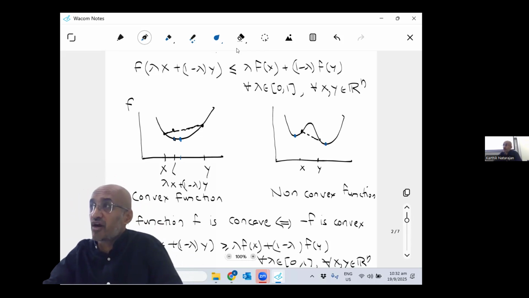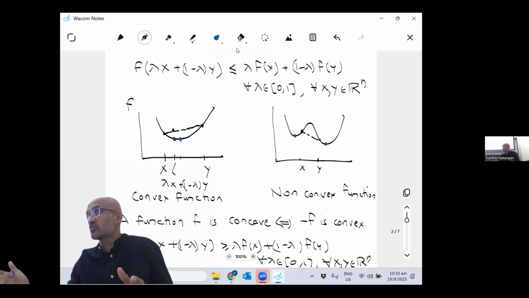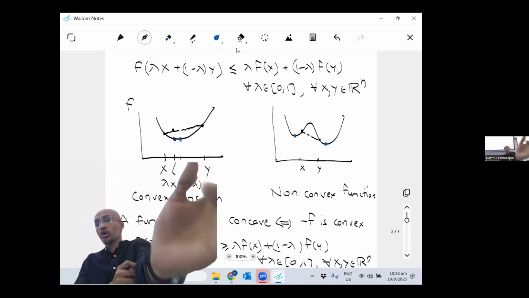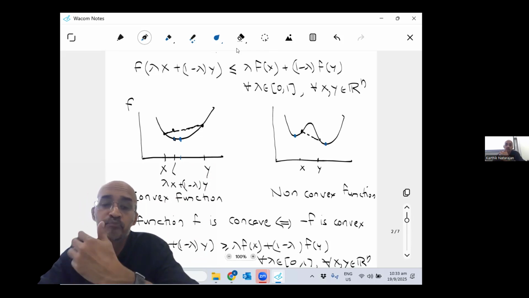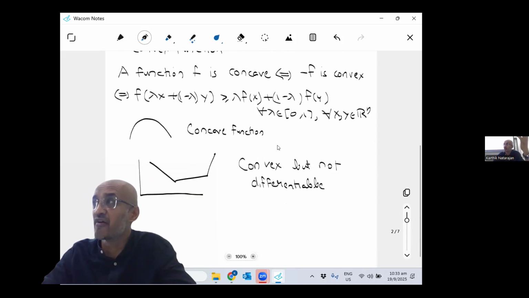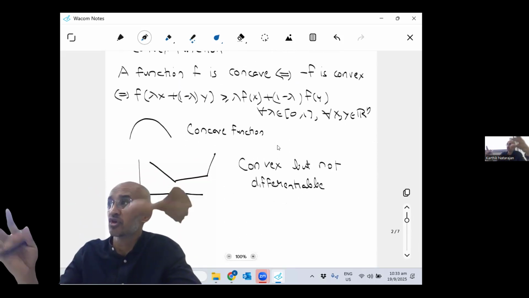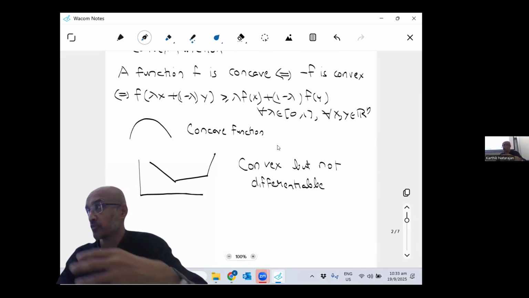Convex functions, in one dimension or in high dimensions, always have this property: a local minimizer is a global minimizer. That's why we can look at things like derivatives and second derivative conditions, which are local conditions, to check optimality for convex functions.